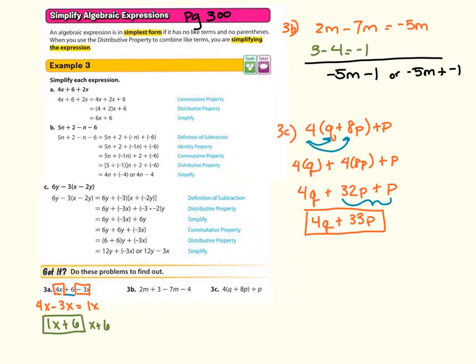And don't forget, the biggest mistake that I've seen within my years of teaching has been this right here, okay? People are forgetting about that extra p on the end in order to combine it with the 32p at the end, all right? So you end up getting the simplified version, 4q plus 33p.